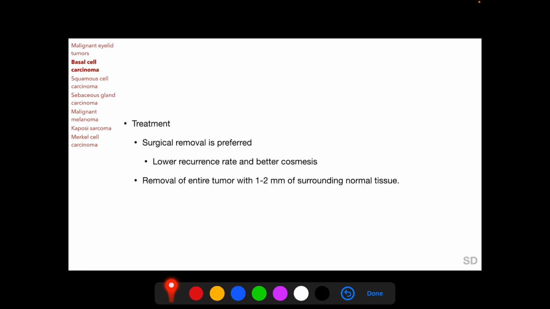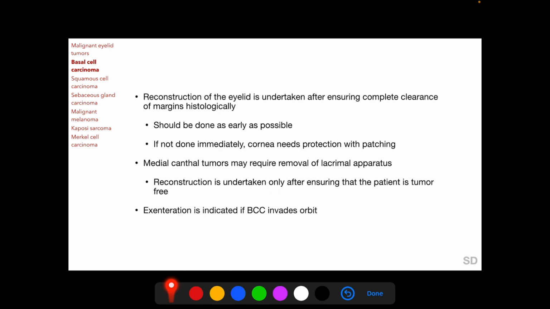For basal cell carcinoma, surgical removal is preferred because surgical removal has a lower recurrence rate and a better cosmetic outcome. And during surgical removal, the entire tumor is removed with 1 to 2 millimeters of surrounding normal tissue. Following resection of the tumor, reconstruction of the eyelid is undertaken after ensuring complete clearance of the margins histologically, and this reconstruction should be done as early as possible. If the reconstruction cannot be done immediately, the cornea needs protection with patching.